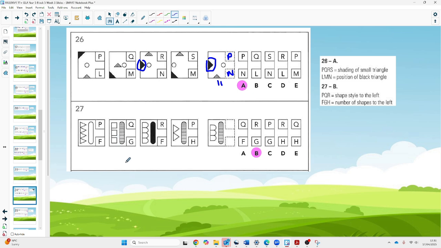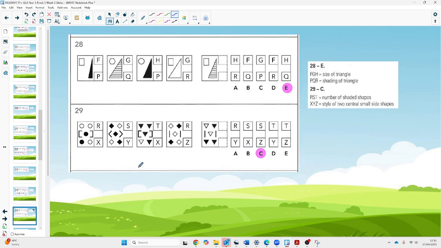27, let's have a look at this. P, Q and R along the top line, and that represents the shape style to the left. So we know that the style that we require is the R. If you look at the style we've got here, it matches with that style. And then the bottom letter is the number of shapes to the left. So we've got 4 here, 3 for G, another 4 for F, and then 2. We actually need 3, so it'll be RG.